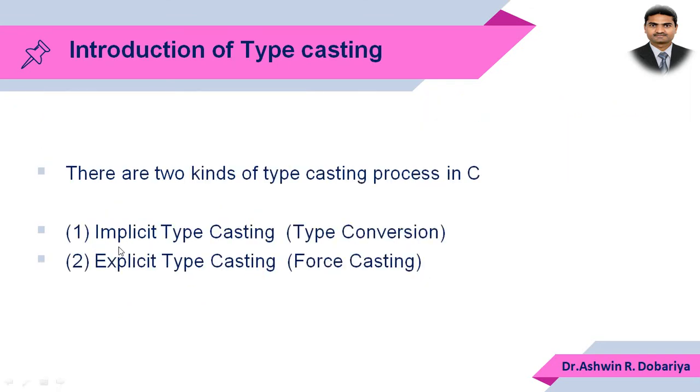So the first type of typecasting, implicit typecasting, is known as type conversion, and the other type is explicit typecasting, also known as forced casting, and this is done by the user or programmer. The programmer can forcefully convert one data type to another data type. How? Let me show with an example.